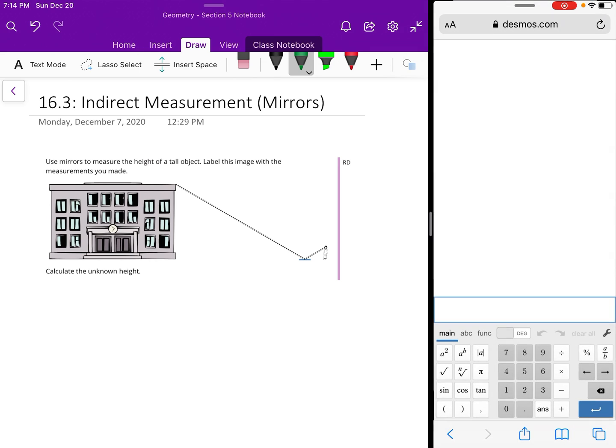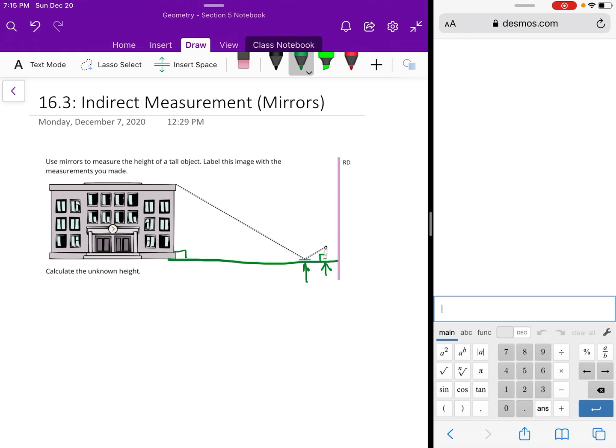All right, so I want to go back to my calculator. Okay, so you can actually use mirrors to figure out the height of a tall object. So if you place a mirror on the ground, and then you find the spot to stand where if you're looking into the mirror, you can see the top of the object that you are looking at. So in this case, it's a building.